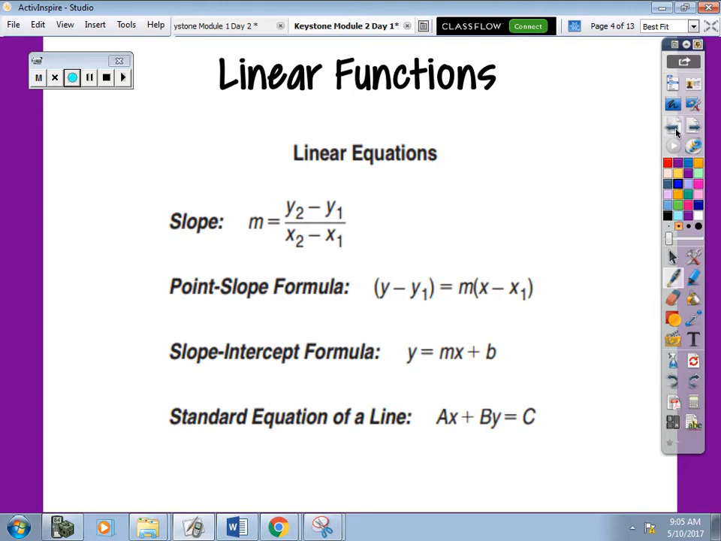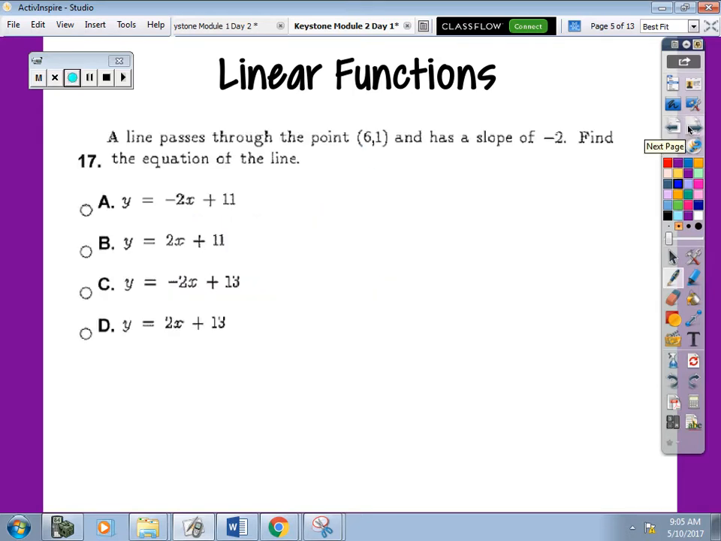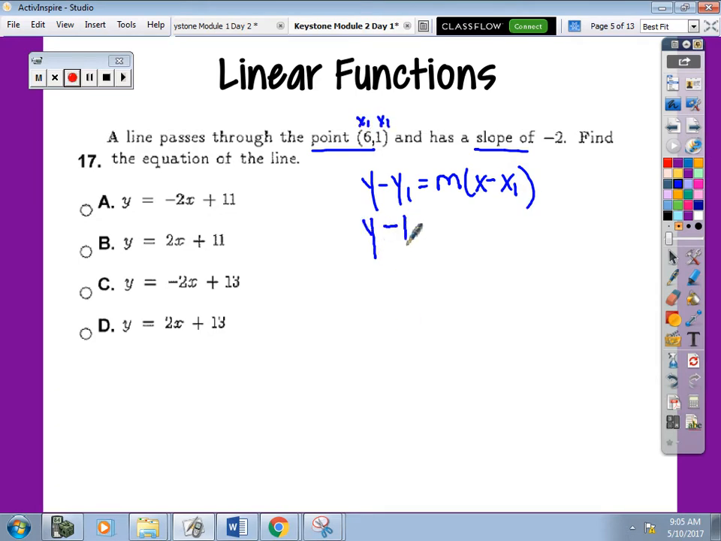So which of these formulas would I start with to help me solve this? Would I start with slope-intercept, point slope, or standard? Jonathan? Point slope. I have a point and I have the slope. You cannot use your graphing calculator for this one because you only have 1 point. You do need at least 2 points for the calculator. So we would plug in, this is x1 and y1. So we'll have y minus 1 equals -2 times x minus 6.